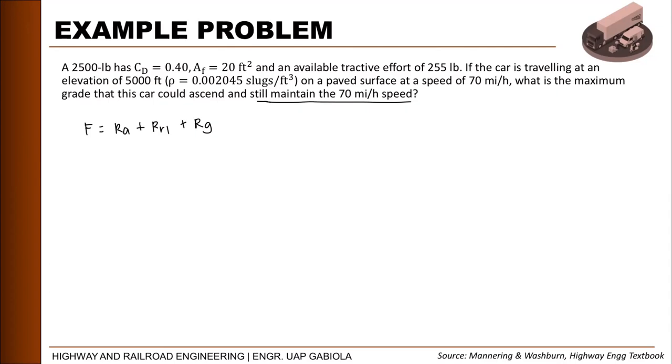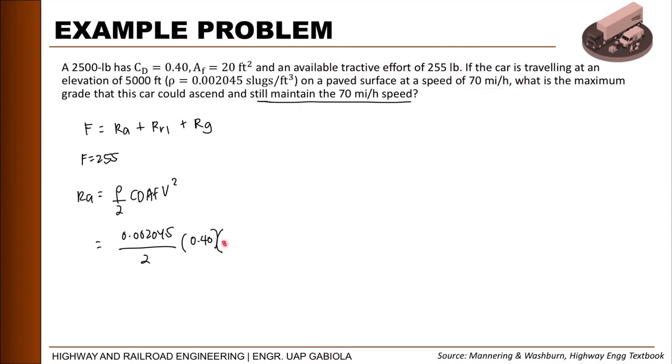So kakalculate natin ngayon to. Given yung tractive effort na 255, so F is 255. So isahin natin si RA muna. RA is 1/2 of rho, rho over 2 CD AF V squared. Okay? So yung rho natin is equal to 0.002045 over 2. Drag coefficient is 0.4 times yung ating conversion, ano? Naka 70 miles per hour.